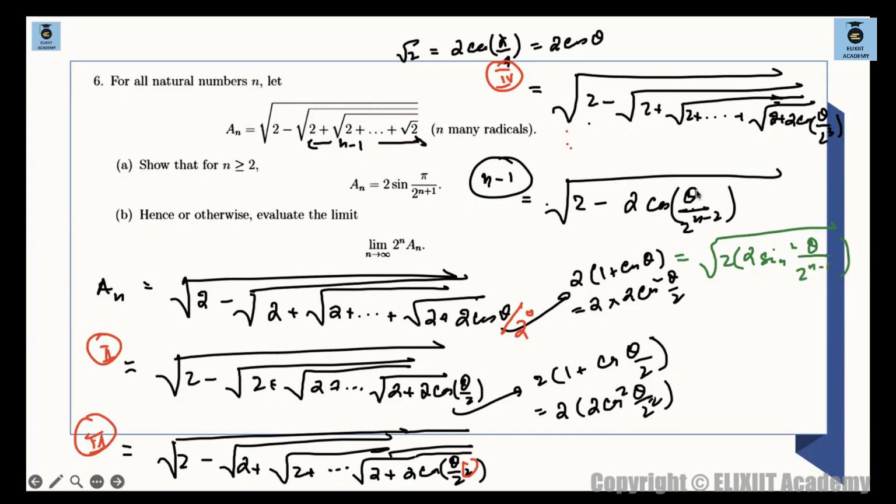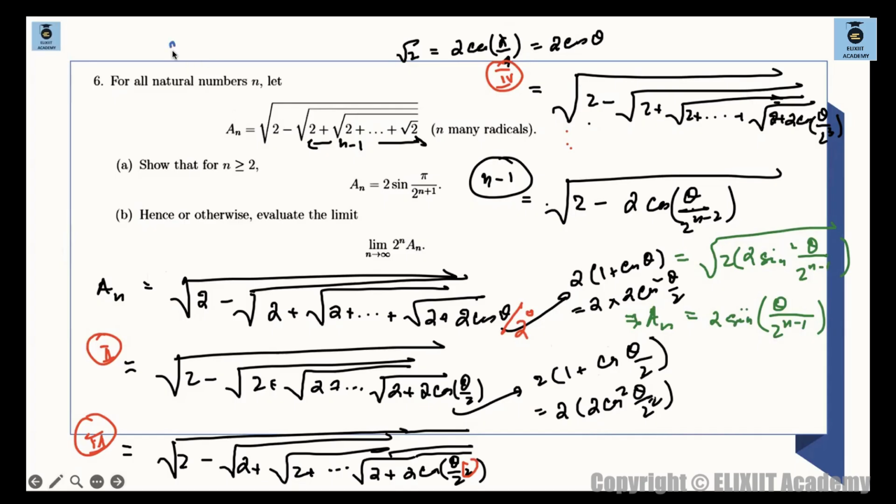2 sine square theta upon 2 raised to the power of n minus 1, so 2 raised to the power of n minus 1. And finally, we are getting this to be 2 sine of theta upon 2 raised to the power of n minus 1. This is your final thing, this is your a n. Now next what we do is we simply replace the value of theta. What was theta? Initially, theta is basically pi by 4.